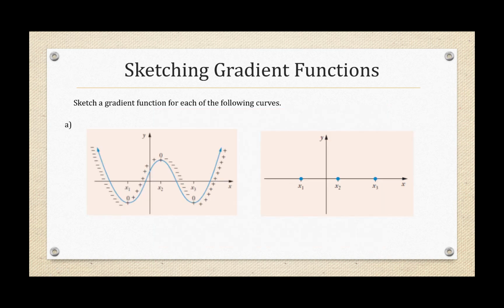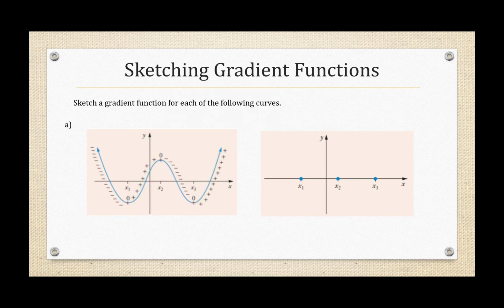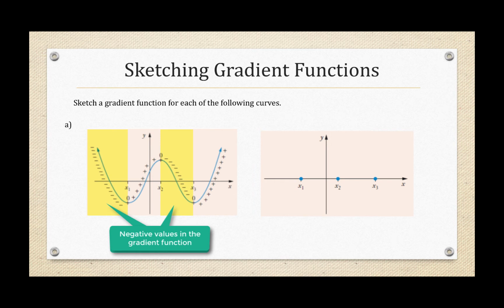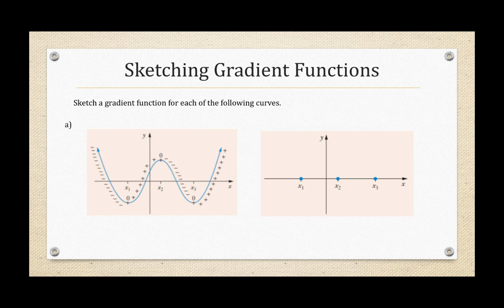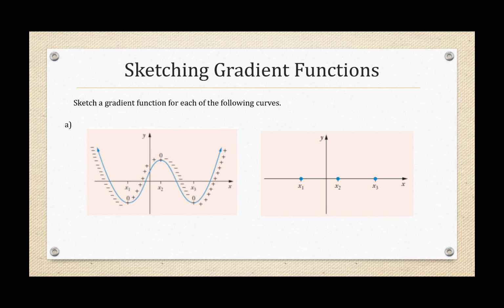Now the gradient function represents the slope of the function at each point on the curve. So if the curve is increasing as we move from left to right on the graph, then the sign of the gradient function will be positive. If the curve is decreasing from left to right on the graph, then the sign of the gradient function will be negative. Where a curve has a stationary point or a horizontal slope, then the gradient function will be equal to 0 at that point.